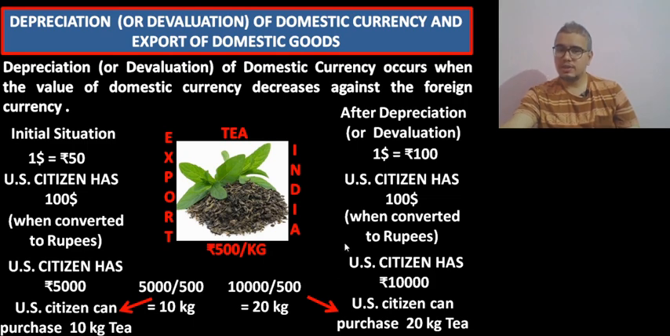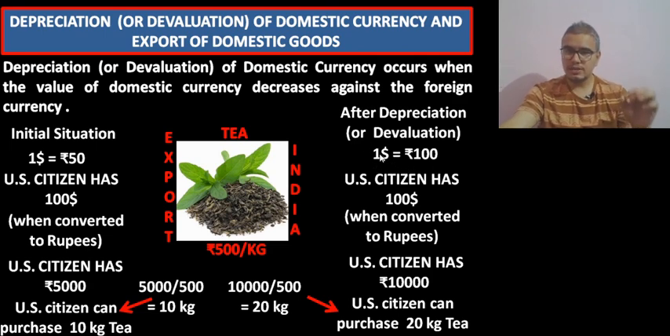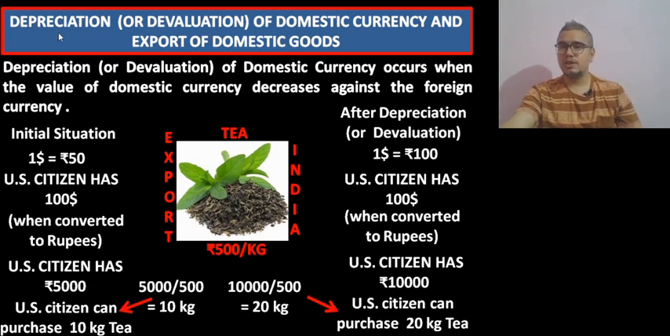We can explain this with this example itself. Earlier, $1 was rupee 50. After depreciation, $1 became rupee 100. That means the value of the dollar has increased. For each dollar you were giving rupee 50 earlier, now you are giving 100. It means that obviously the value of the dollar has improved. So whenever we discuss the relation between depreciation or devaluation of domestic currency with export of domestic goods, we are also expressing the relation between appreciation or revaluation of foreign currency with export of domestic goods.